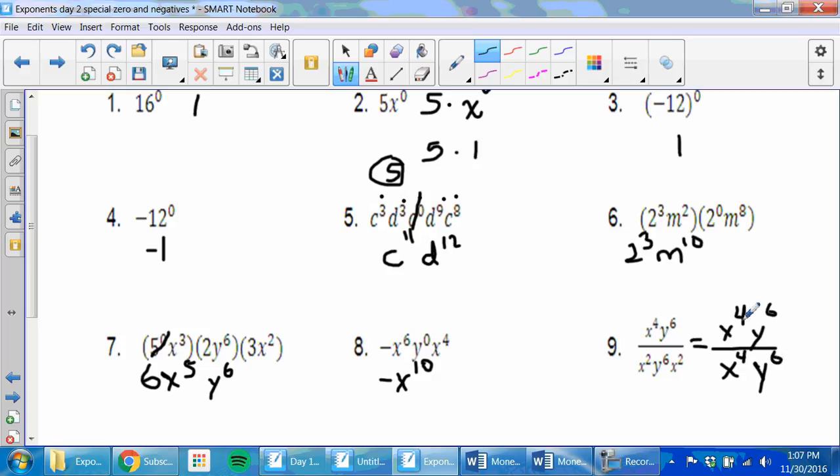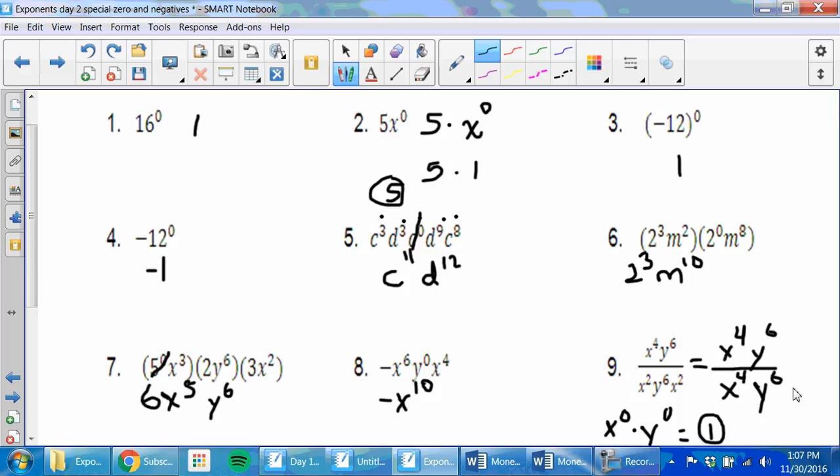Then these are going to cancel. 4 minus 4, because they're dividing, I'm going to subtract them. 4 minus 4 gets me x to the 0. And 6 minus 6 is going to get me y to the 0. It's really going to get me just 1 times 1. This whole answer is just 1. Okay? Hopefully this video helps you with learning special rules and exponents like the 0 power.